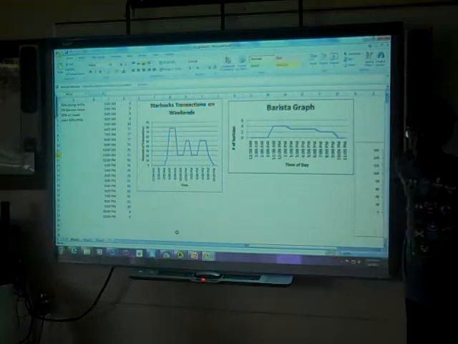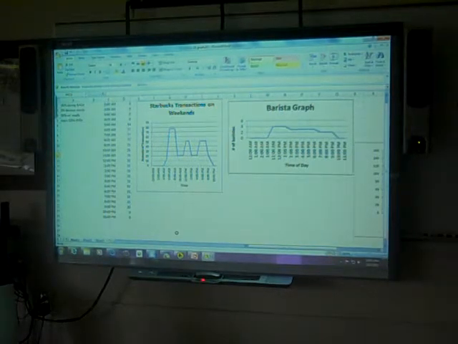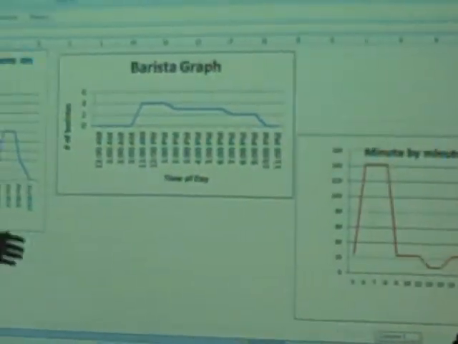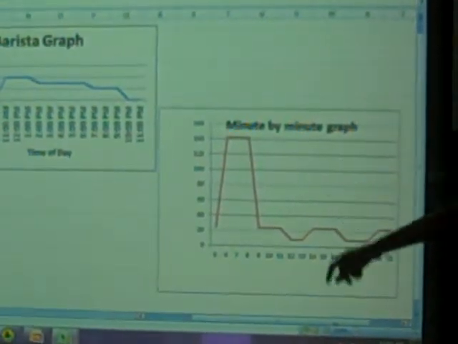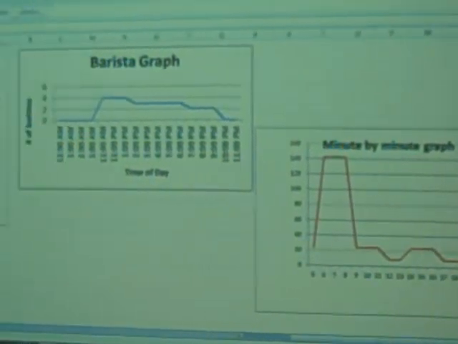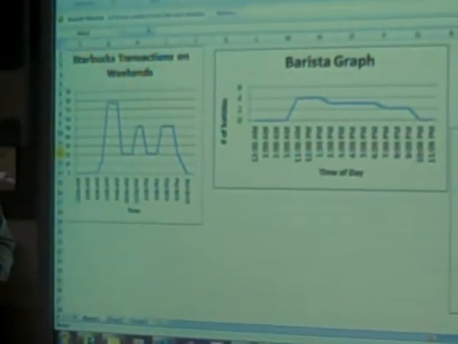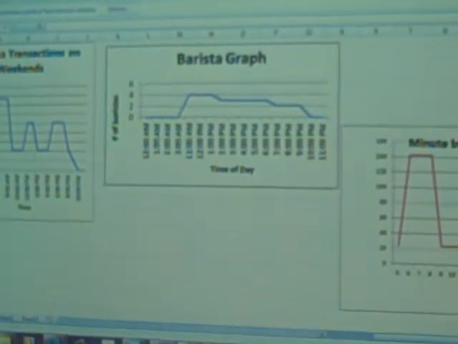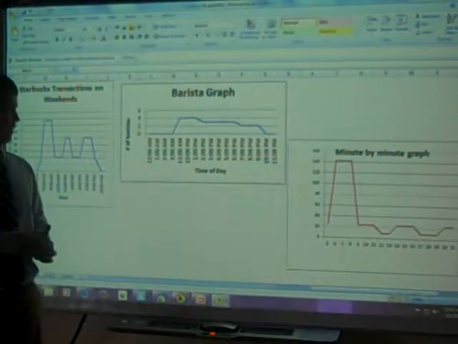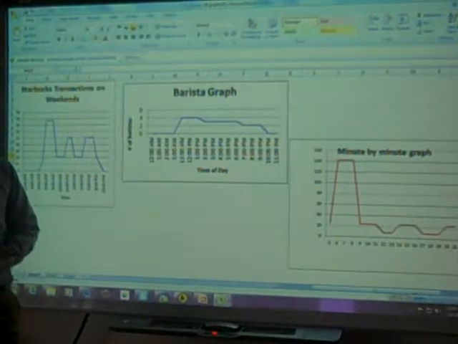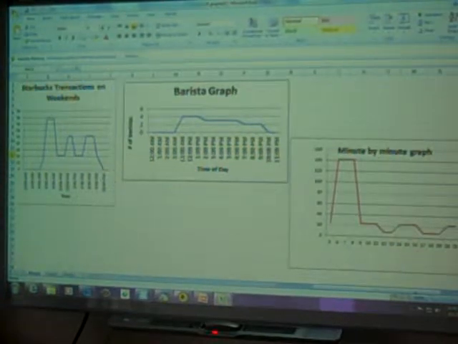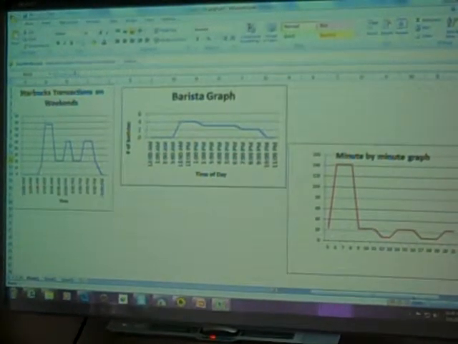When we calculated the waiting times, you asked about the number of people in line. This is the one you asked about. This is minute by minute, how many people are in the store. Actually, this is by hour. I think we might have made a mistake with the title. Sorry about that. Anyway, it shows how many people are there per hour, and we found that out by going to Starbucks one day and talking to a barista there.